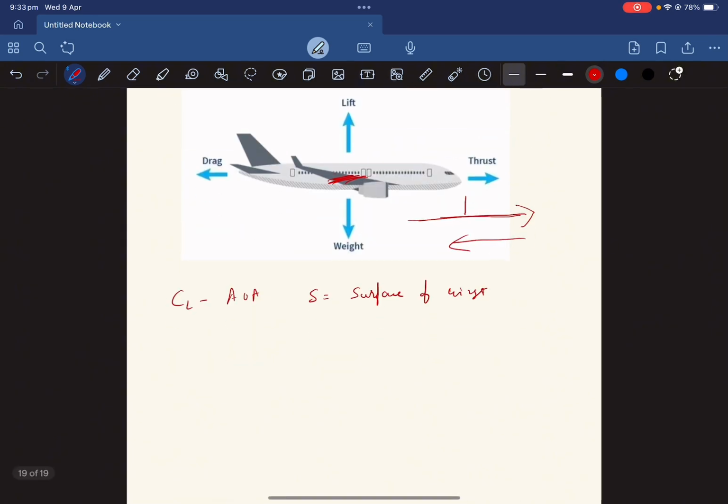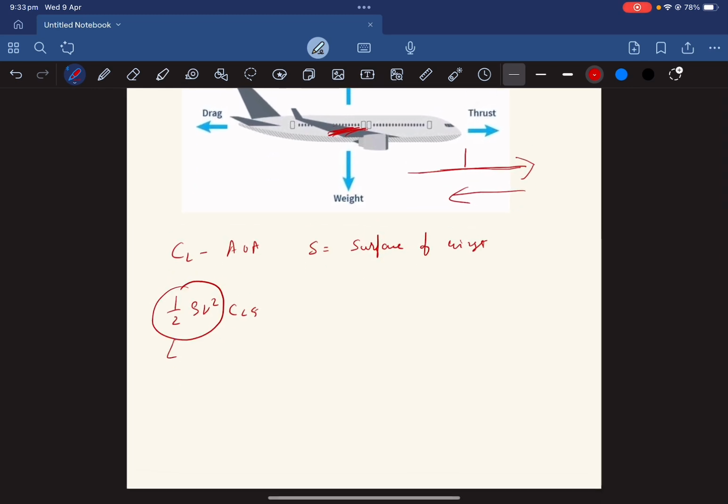Also, in the lift formula, half rho v square CL S, this rho v square is also the dynamic pressure, and dynamic pressure is nothing but the indicated airspeed, the speed you see on your ASI. For the students who have started their flying, they must know what an ASI is, and for those who don't, ASI is an instrument where you see your indicated airspeed in your aircraft.